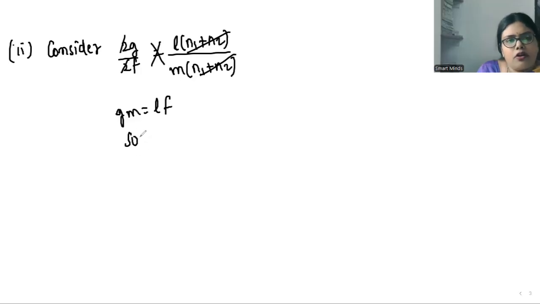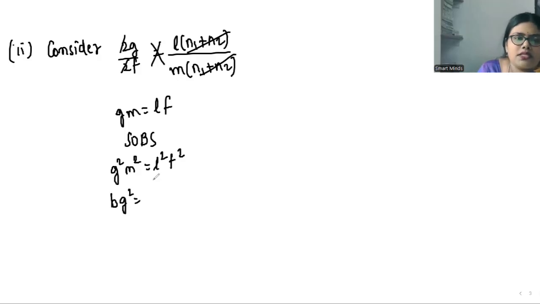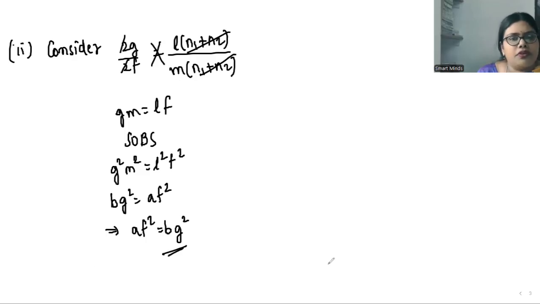If I square on both sides, we will get g square m square is equal to L square f square. Now m square is b, and L square is a. So we can write a f square is equal to b g square. With this, the second bit is also proved.